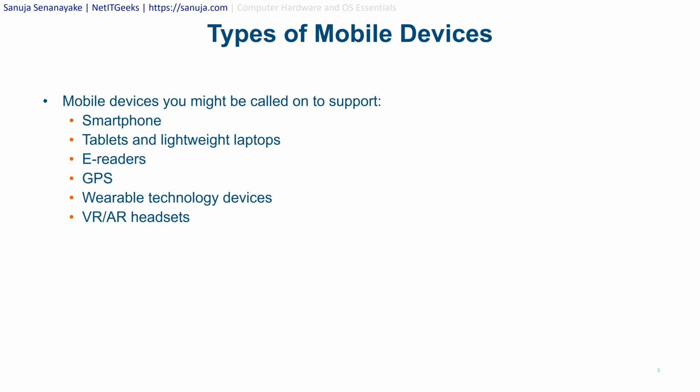So let's look at types of mobile devices. Mobile devices can be categorized into smartphones, tablets or lightweight laptops, e-readers, GPS units, wearable technologies, as well as virtual reality or augmented reality headsets. They are all considered part of mobile devices. We call these items mobile devices because they are lightweight and usually supported by a built-in battery, hence allowing you to move them around without having to be powered through a wall plug.